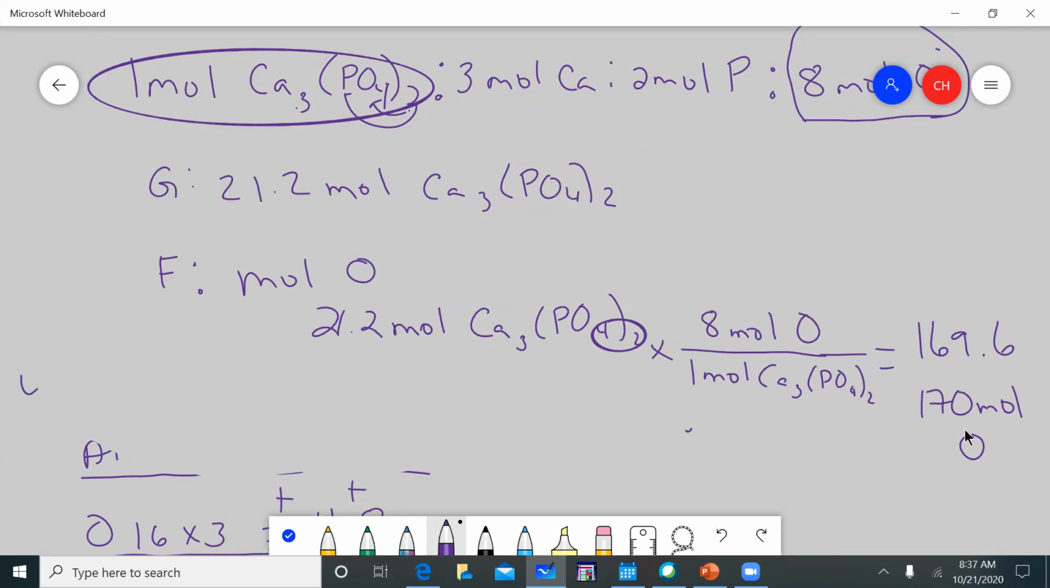If you're thinking, well, how can you have 170 of something and 21 of something? Well, this is 170 moles of oxygen. Remember, oxygen only weighs 16 grams. This compound is much, much heavier.